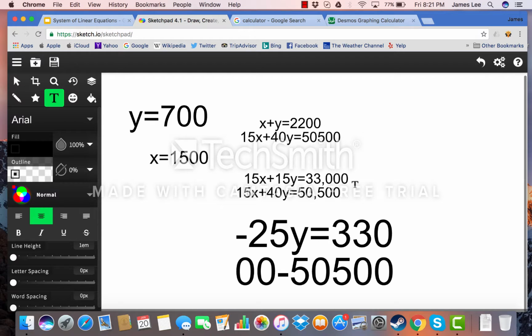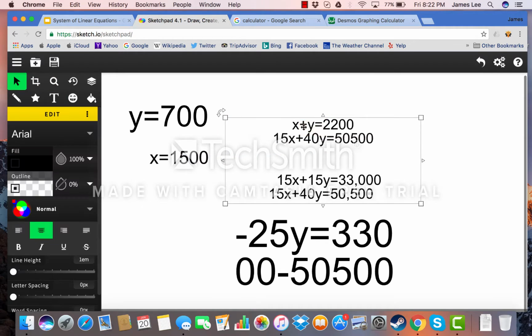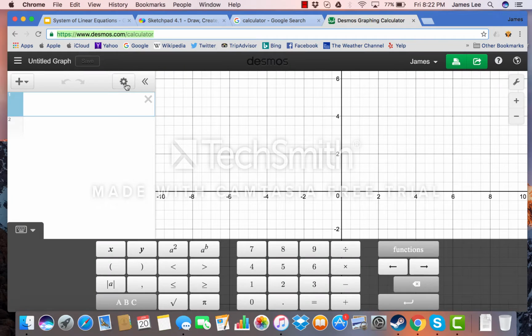Now we're going to graph the equation. To graph the equation, we simply have to change these two functions into slope-intercept form. We can do this by isolating the y. So in this situation, x plus y equals 2,200, we can simply just move the x over to the other side. So this would result in y equals negative x plus 2,200.